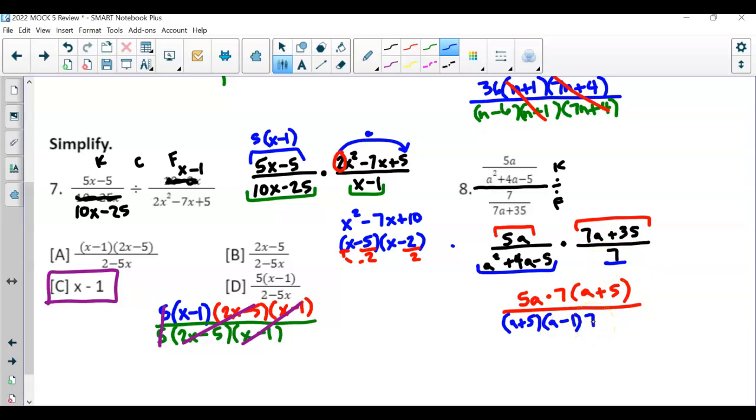7 times that. So now when I simplify, well, I have 7 divided by 7, which is just 1, and a plus 5. So here you're left with 5a over a minus 1.